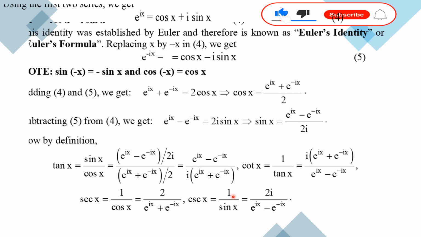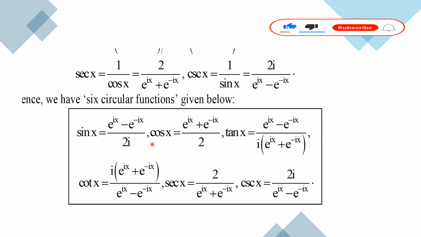Cosec x is equal to 1 over sin x, so just take the reciprocal of sin x, which is 2i over e^(ix) minus e^(-ix). So these are the identities of trigonometric functions in exponential form. These are called circular functions: sin x, cos x, tangent x, cotangent x, secant x and cosec x, and their exponential forms.